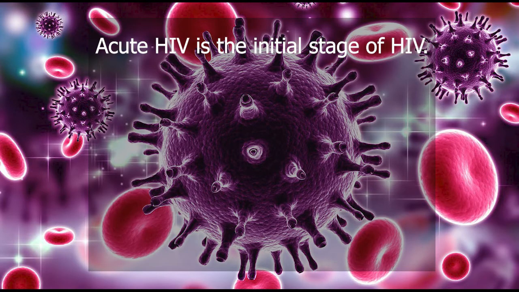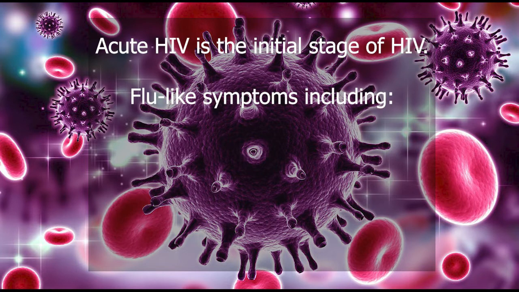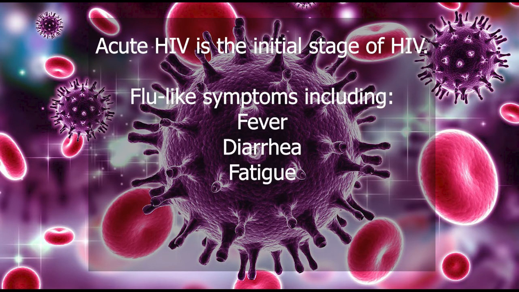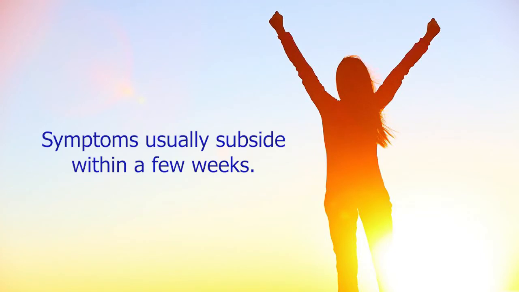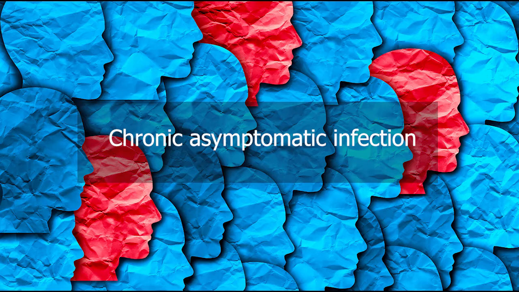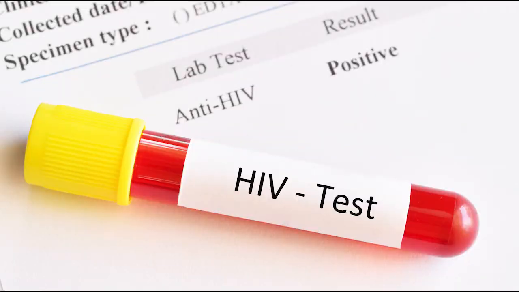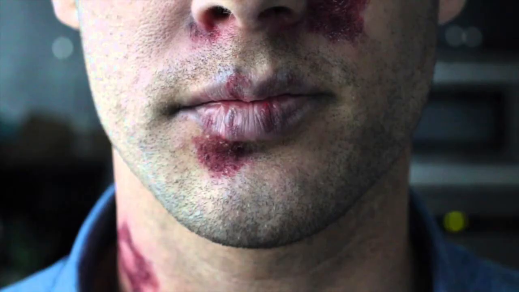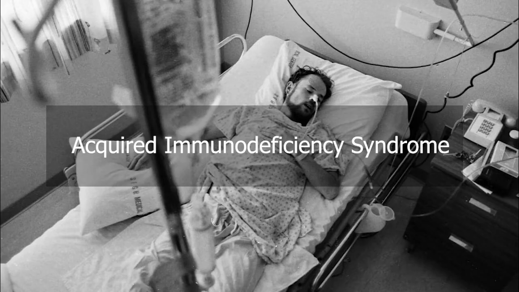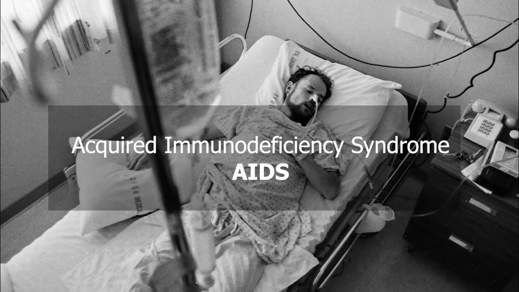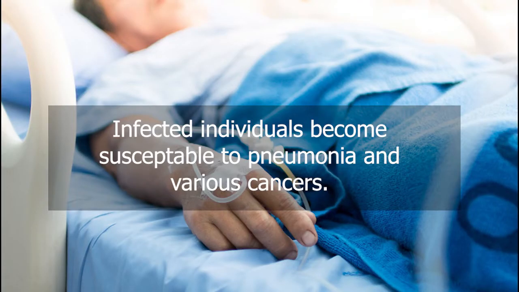The initial stage of infection, which occurs within weeks, typically includes flu-like symptoms, fever, diarrhea, fatigue, rash, joint pain, and swollen lymph glands. These flu or mono-like symptoms generally subside within a few weeks, leading to the next stage, chronic asymptomatic infection, which means a long duration of infection without symptoms. Although the person appears to be healthy, they're considered to be HIV positive and capable of spreading the disease to others. The final stage is symptomatic infection, in which the body's immune system has been suppressed and complications have developed. This is referred to as acquired immunodeficiency syndrome, or AIDS. Infected individuals become susceptible to infections like pneumonia and various cancers.